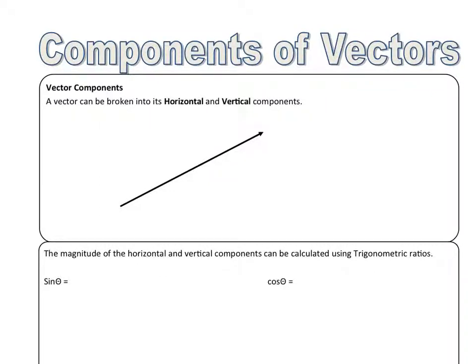Hey guys, so coming back from our introduction to vectors, I want to talk about the components of vectors and how we can break our vector down into two different parts. So the vector components: a vector can be broken into its horizontal and vertical components. In this case, we can have a horizontal component that goes across like this. If our vector is vector v, this could be our horizontal component, which is x, and we also have a vertical component, which is y.